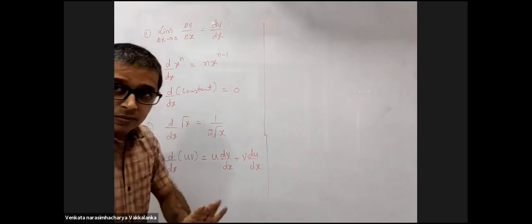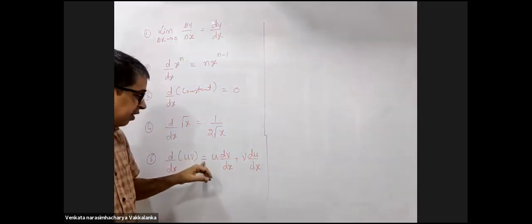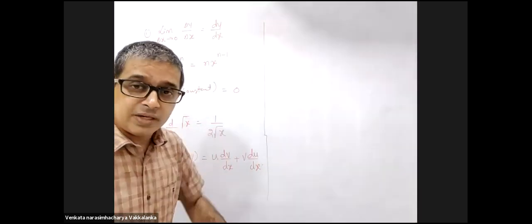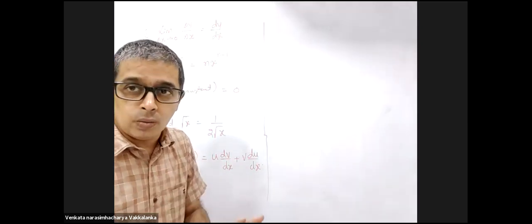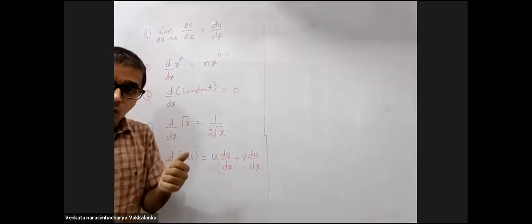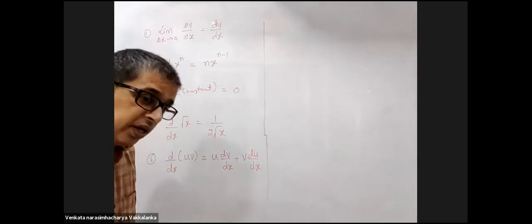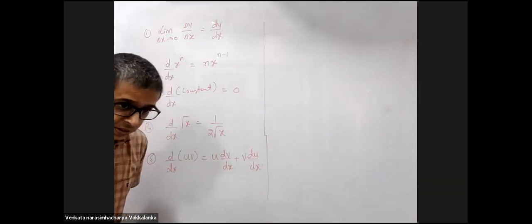Sir, in the fifth, the product rule, is it necessary for u and v to be functions of x? Yes. If this is a function of time, how to differentiate with respect to x, you don't know as of now. That is called the chain rule, which we will come to only in the next lecture, not even in today's lecture. Okay, sir.